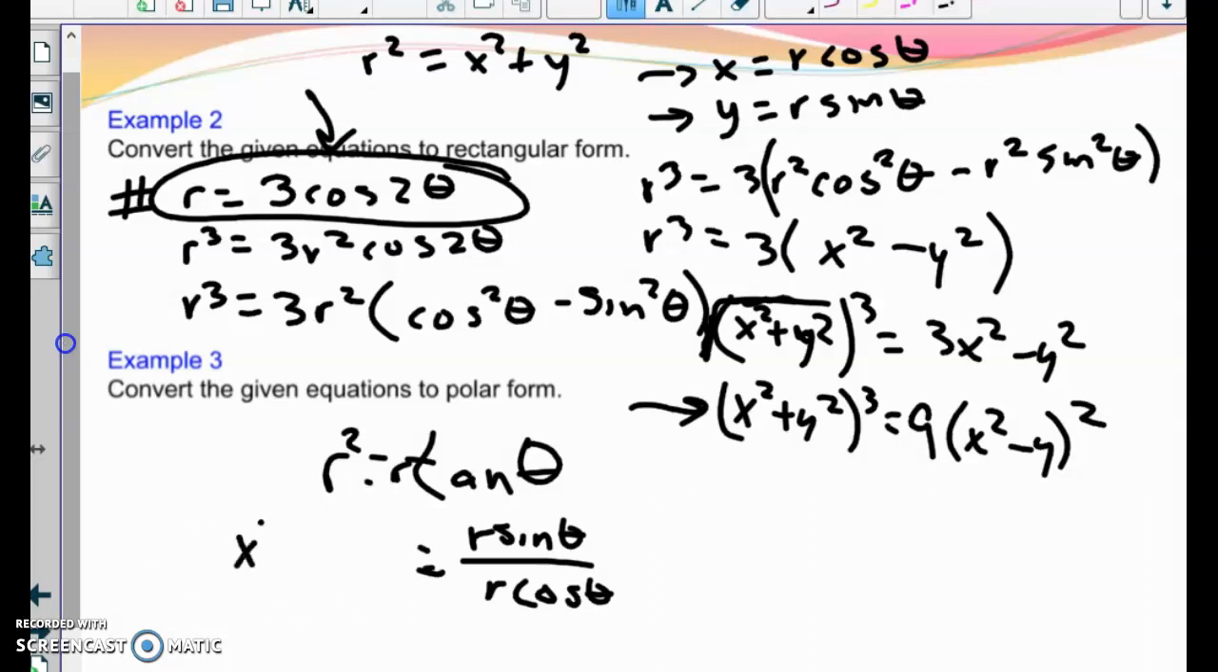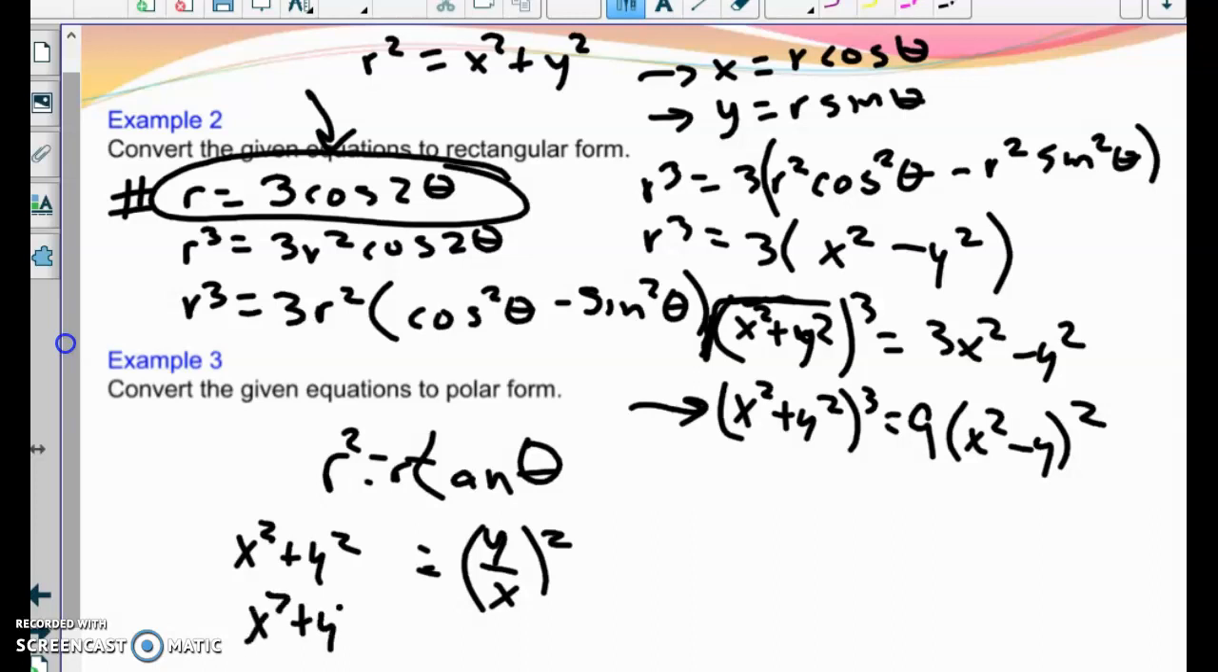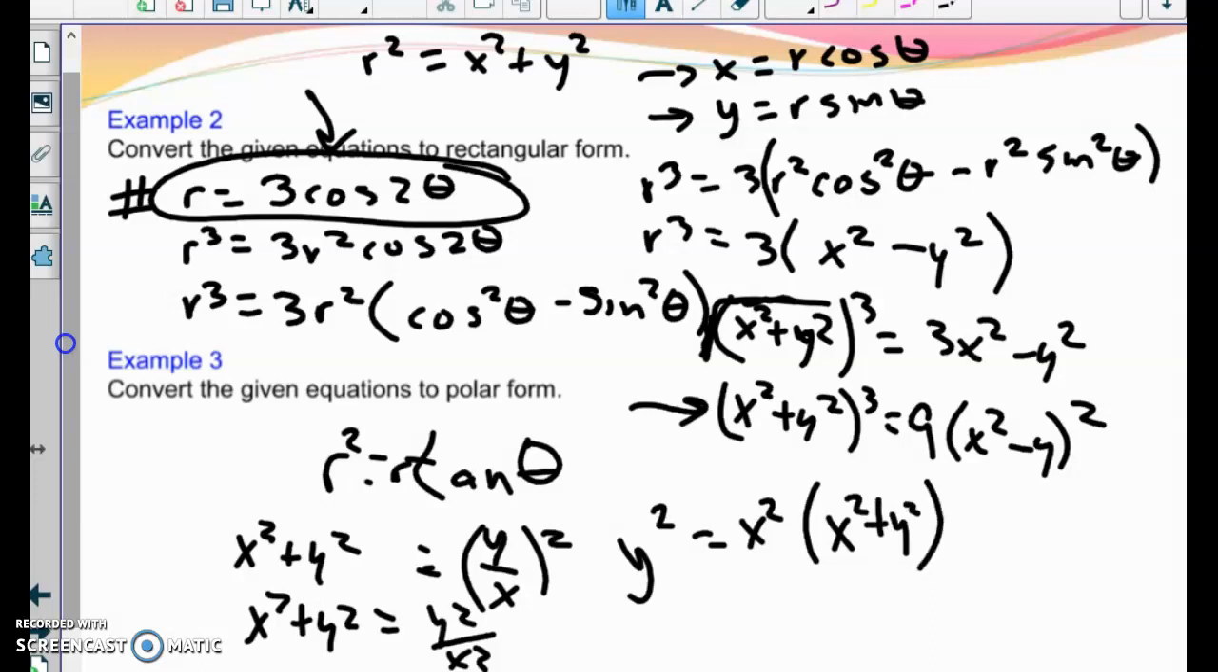And so I get x squared plus y squared. And we know that multiplying that by r, I'm going to change that to y over x quantity squared. And x squared plus y squared equals y squared over x squared. And to get rid of the denominator, I'm going to say y squared is equal to x squared times quantity x squared plus y squared. And again, I'm not solving it for y equals, but I am simplifying it a little bit.